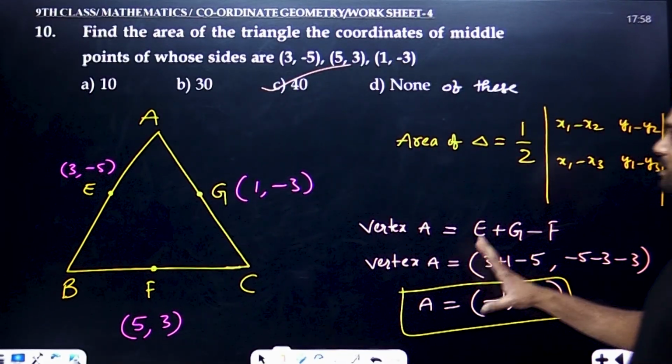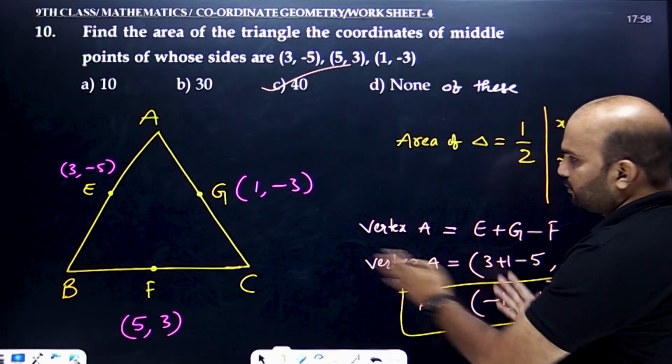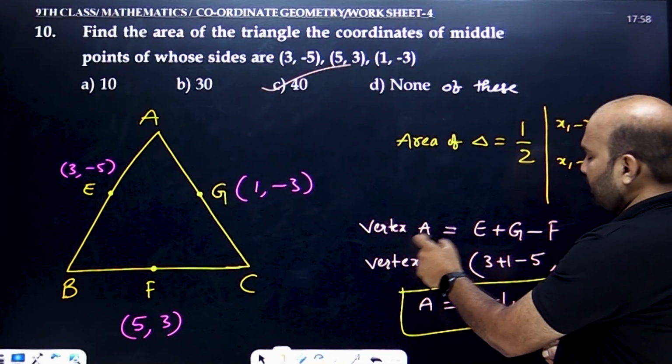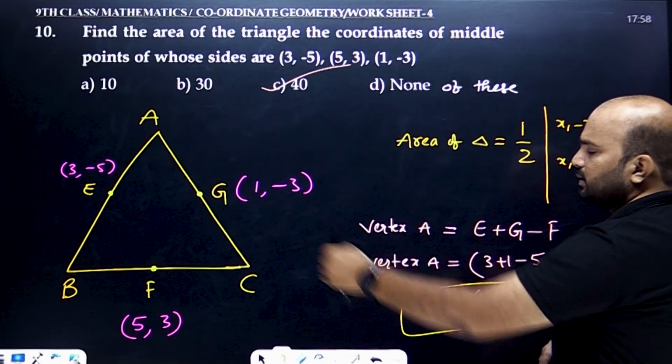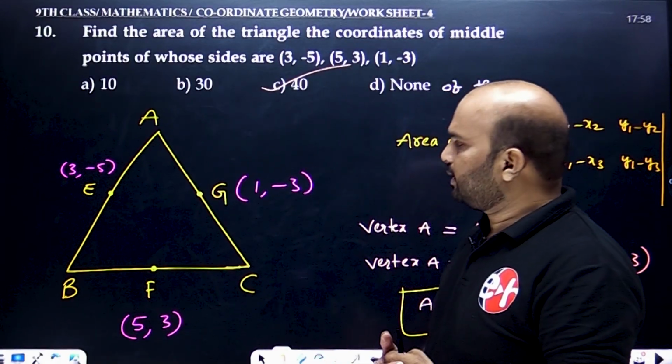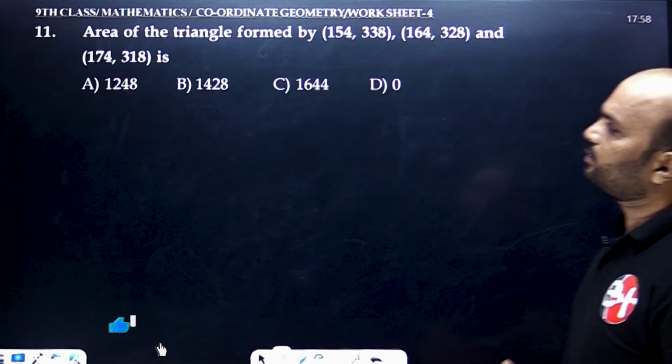Am I clear? This is a tough question, but it can be easy to solve by using the shortcut method of vertex ABC. So how will we get a vertex of ABC? Sum of the adjacent midpoints minus the opposite midpoint. Okay. So let's go to question number 11.